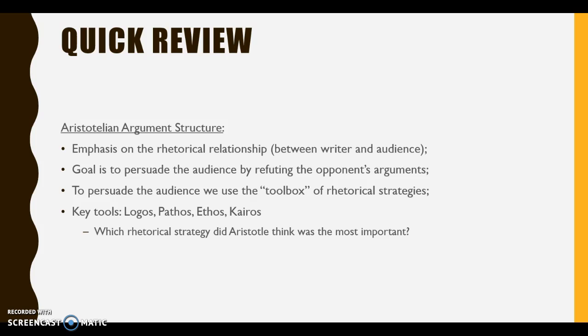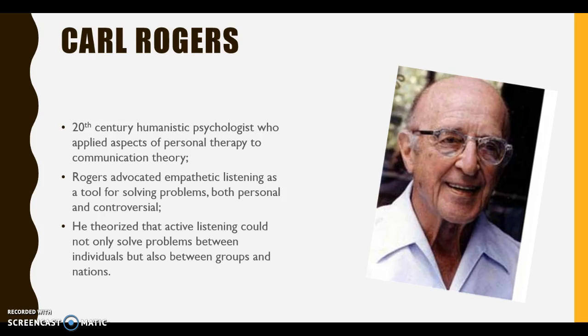Remember that Aristotle finds the author's credibility, his knowledge, his ability as an arguer to be the most important tool for convincing the audience. And this is going to be very important when we think about the other two types of argument structures, the Rogerian and the Toulmin models, because they are going to think that other rhetorical strategies are the most important. So let's talk a little bit about the Rogerian model.